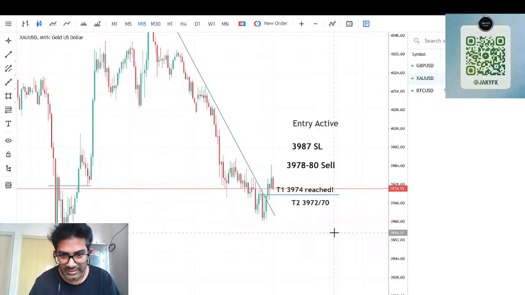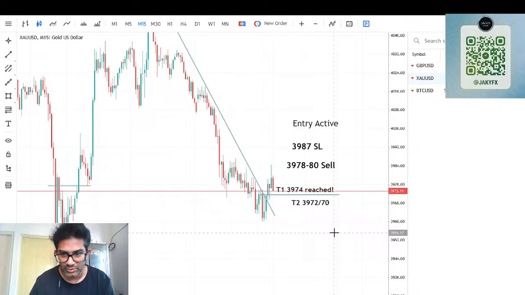So book your profits. Everyone book your profits. This is the second successful trade we had today within this particular live session in the last 1 hour. Those who are risk traders, book your partial profits right now, and with a trailing stop loss, you can hold until the second target of 3972 or 3970.